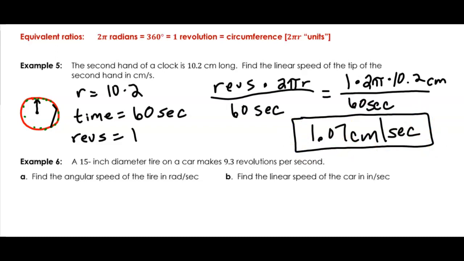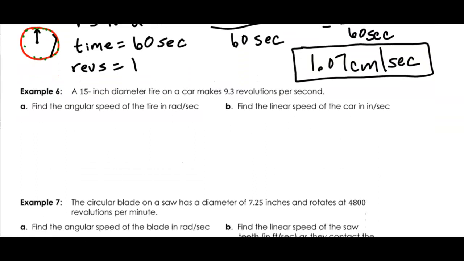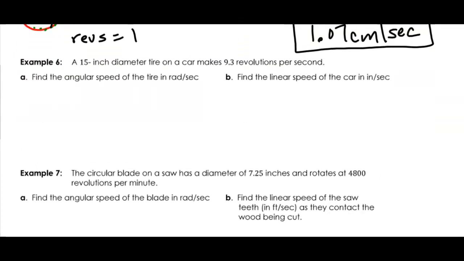Okay, so when we're doing our linear speed, they're usually going to multiply that out. Let's try another example. For this one, example 6, they're having us find both the angular speed and the linear speed. So it's a good idea to write your information down here. They're going to give us the diameter, so I'm just going to go ahead and use the diameter in the formula instead of using the radius.